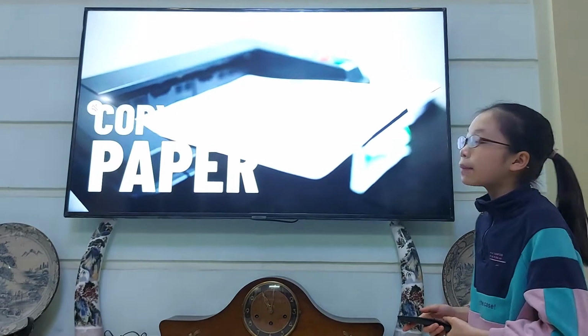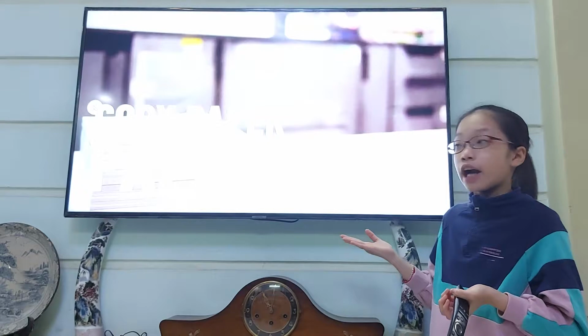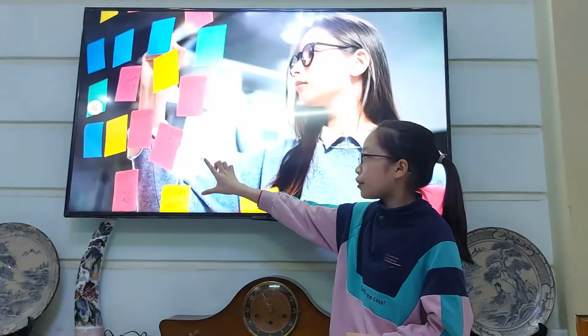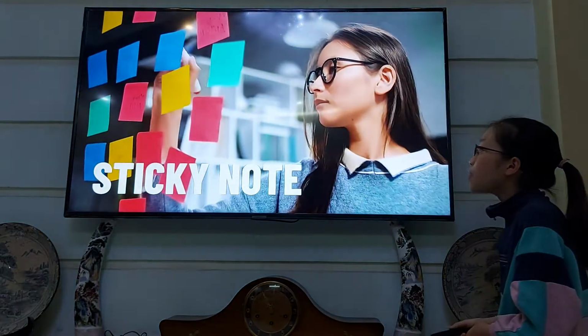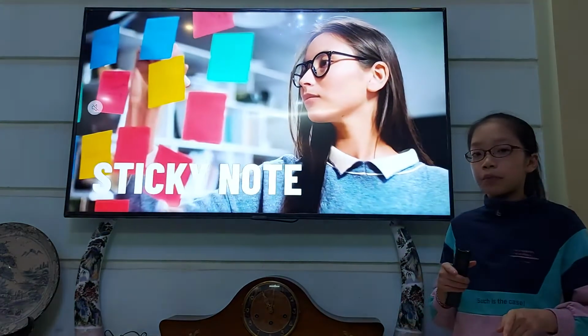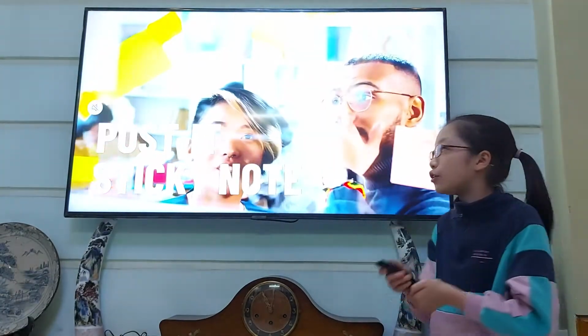So yeah, paper. You can also use copy paper in the office. People always use copy paper, so many sheets of paper are being used. We also have sticky notes. Sticky notes are small pieces of paper, like a square like this one, and we use them to write down our thoughts and notes.